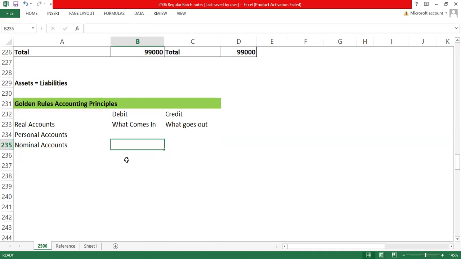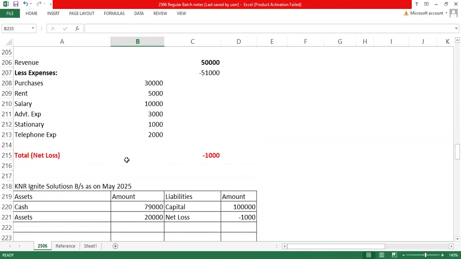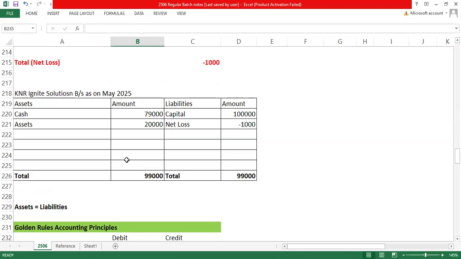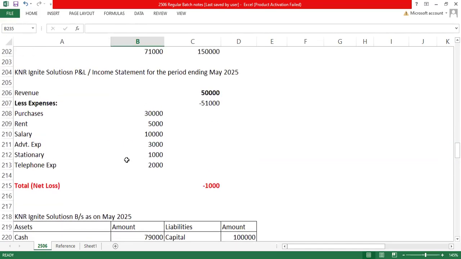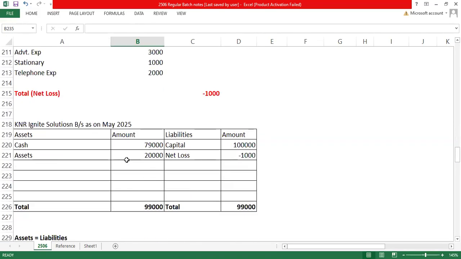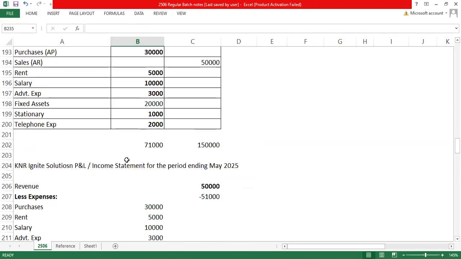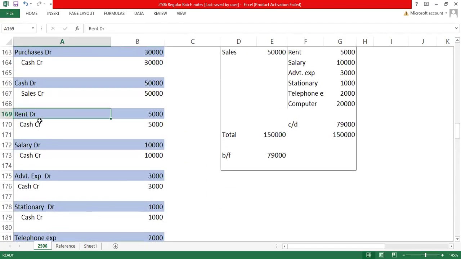Nominal accounts are all your expenses, losses, gains or incomes. These are the four categories we have. Now, for me to understand expenses and losses, nominal accounts, let me pick some expenses. Where is my journal entry? Rent is an expense for me, right? The rent account is a nominal account. Is rent getting debited?